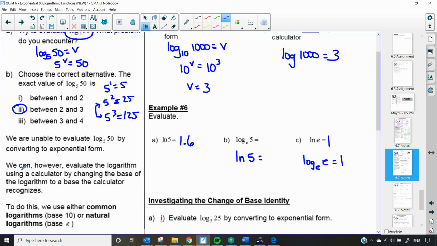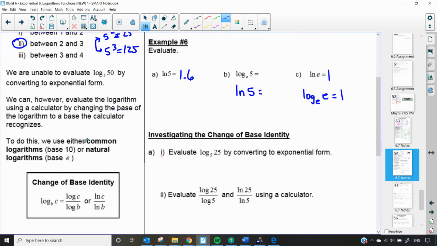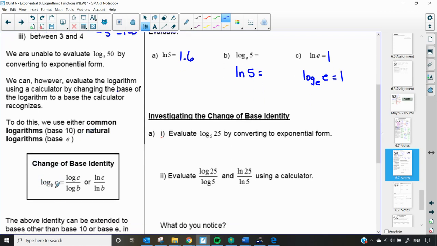So we can evaluate the logarithm using a calculator by changing the base of the logarithm to a base that the calculator recognizes. And we're going to do that by using the common logarithm or the natural logarithm. So our identity, and this is on your formula sheet, is log base b of c is log of c divided by log of b, or ln c divided by ln b.